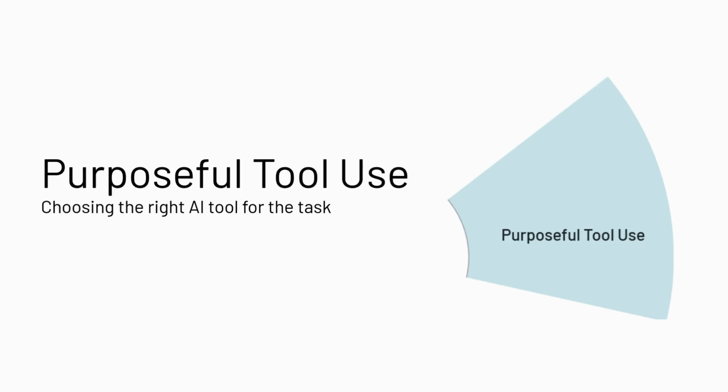Now that you understand how large language models generate text, the next step is learning how to choose AI tools more intentionally. Purposeful tool use is about avoiding predictable problems. Most frustration with AI doesn't come from misuse, it comes from using the wrong kind of tool for the job.